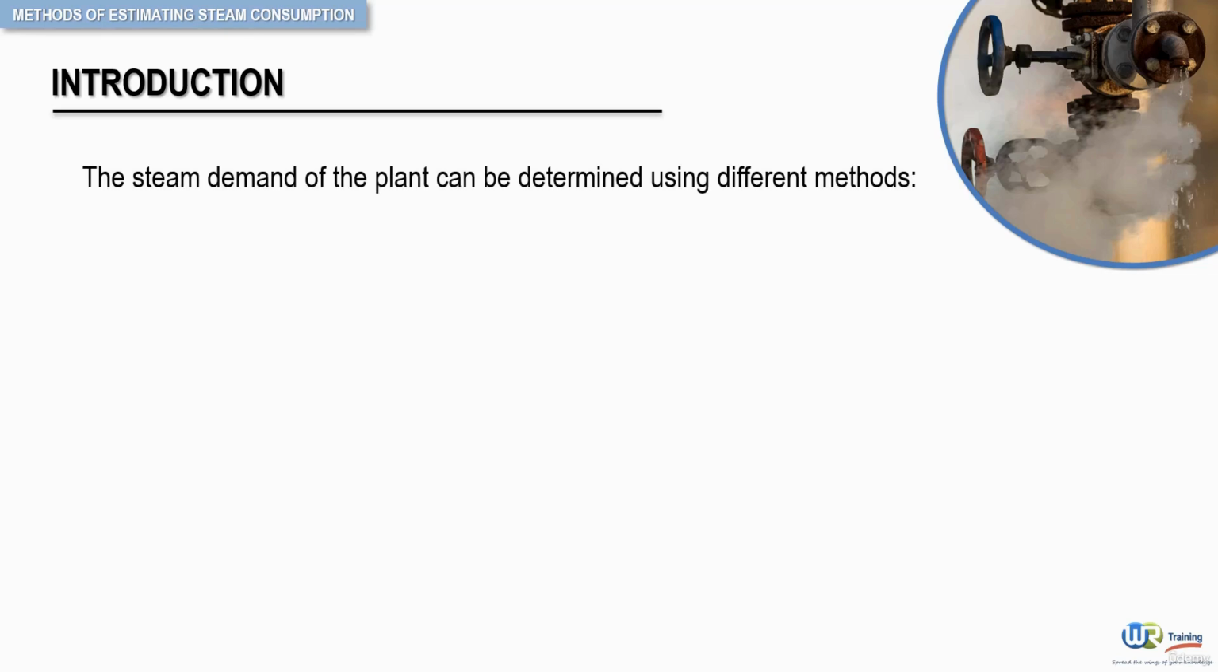The steam demand of the plant can be determined using a number of different methods. First, we list them, then we will discuss each one of them in detail. These are calculation, measurement, and thermal rating.